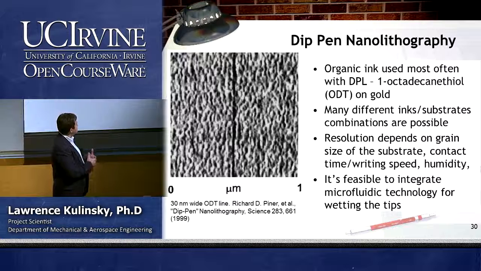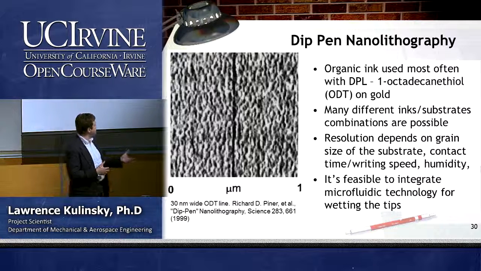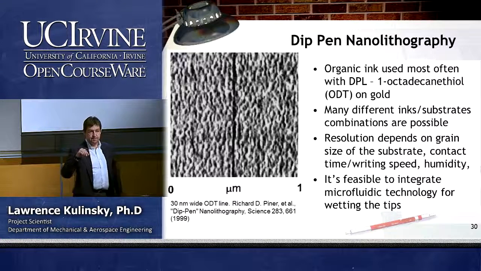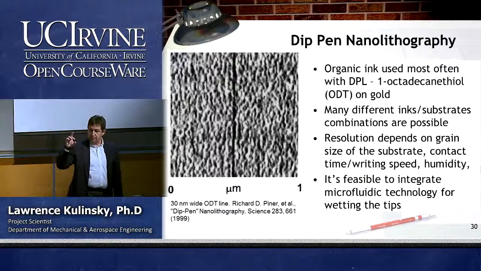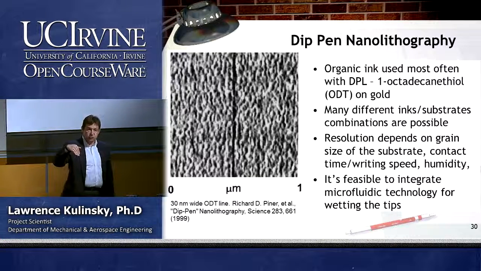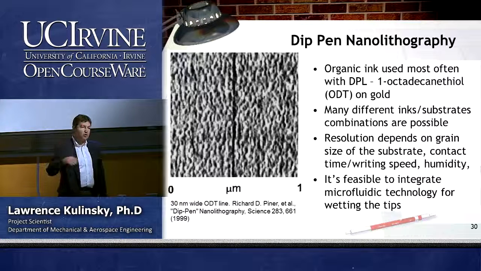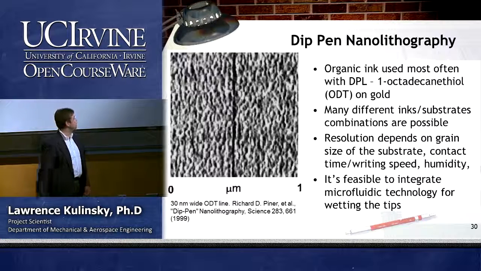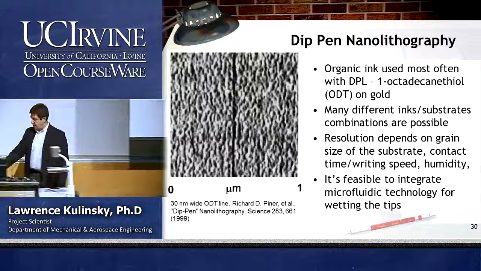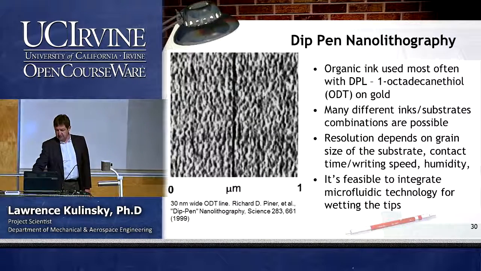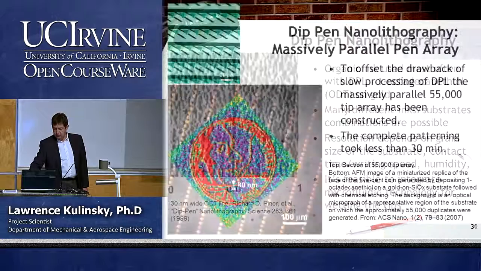But it's feasible to integrate microfluidic technology so that ink goes to the tip of your AFM, because right now you need to ink the tip of the AFM all the time. The same thing as dip pen, right? But in the future, it's probably a future development that it can be simplified, and we have long continuous lines.